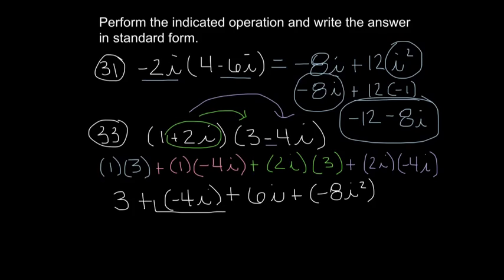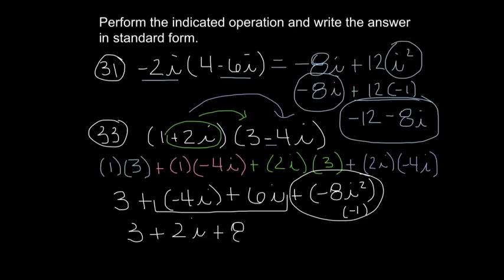I can combine the negative 4i and the 6i. That's just going to be 2i. So I have that 3 plus 2i. Now remember, the i squared is the same as negative 1. So what I really have here is a plus negative 8 times negative 1. Negative times a negative is a positive, so this whole last term becomes plus 8. If I clean that up one last time, the 8 plus 3 is 11. And I still have the plus 2i. So my final answer is 11 plus 2i.